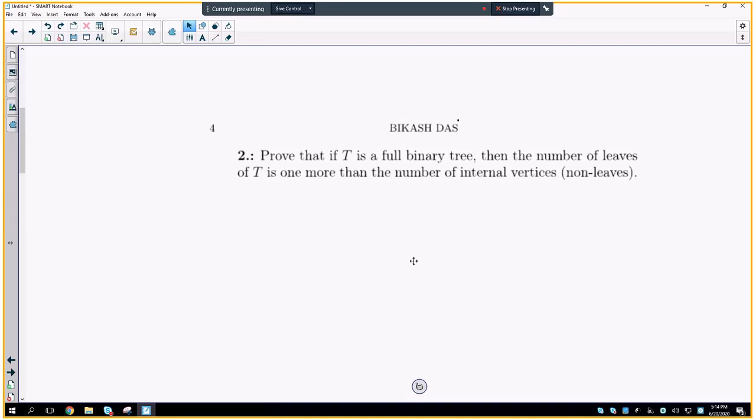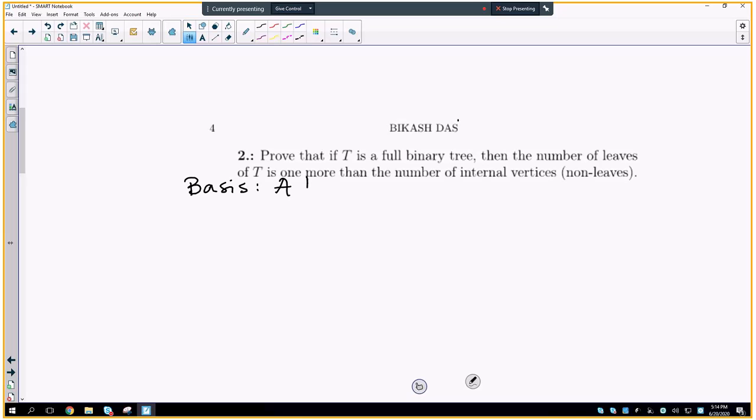Okay, so our second problem is prove that if T is a full binary tree, then the number of leaves of T is one more than the number of internal vertices, which are non-leaves. So we're going to prove this result by the process of induction. We'll start with the basis of induction.